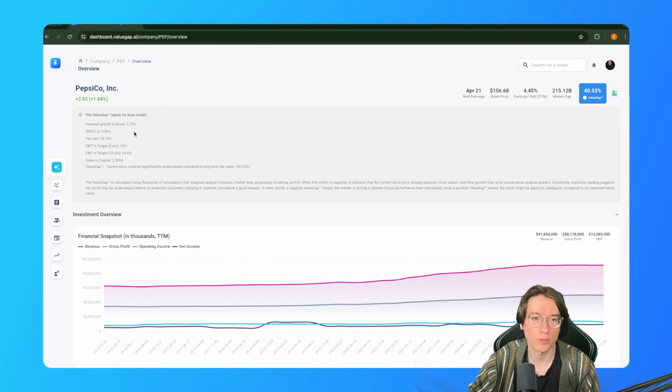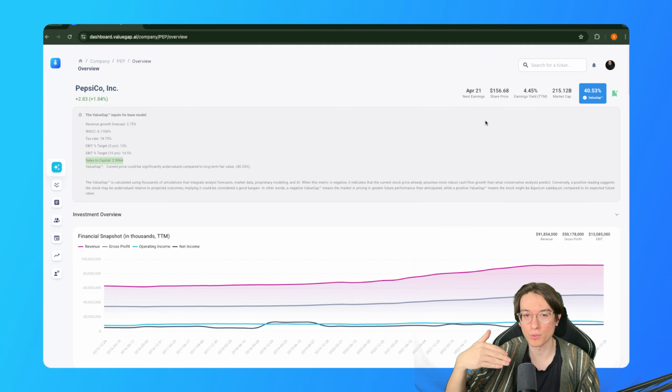If you click on this value gap, you'll see key financial variables associated with this valuation. So you have the revenue CAGR, you have the cost of capital, you have the tax rate, and you have the operating margins as a percentage of revenue. In addition, you have the sales to capital, which is a measure of capital efficiency. These key financial variables and the relative volatility surrounding them and the company's business cycles factor into the end simulation.